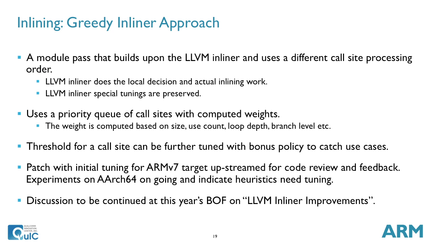And that's achieved with a queue of call sites. Call sites have weights, and we have heuristics for computing those weights. And then we order that queue according to those weights. We use several parameters to compute the weight. A couple of them are the size of the called function, how many times that function is invoked, the loop depth of the call site, and the branch level of the call site.